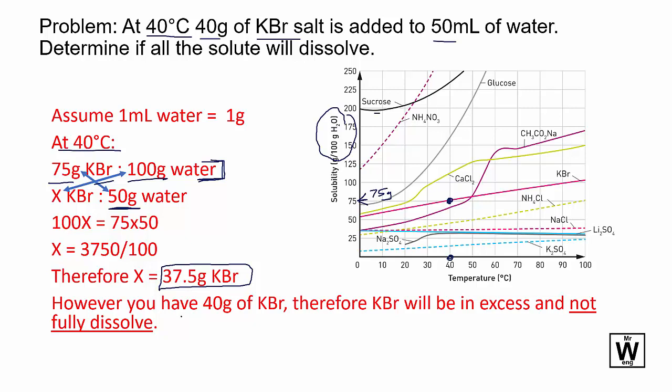However, you have 40 grams, therefore you've got too much; it's in excess. So we're just doing limiting reagents here, a cross-multiplying stoichiometry technique in some ways. Therefore the answer is it will not dissolve because you've got too much.